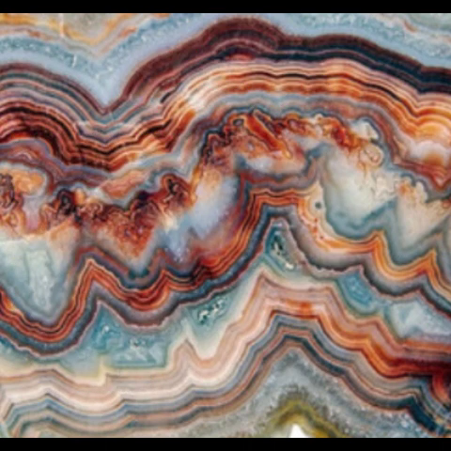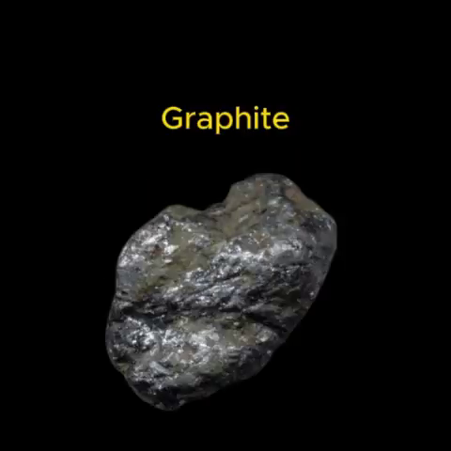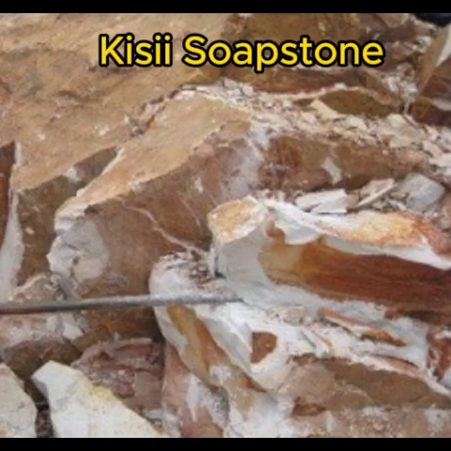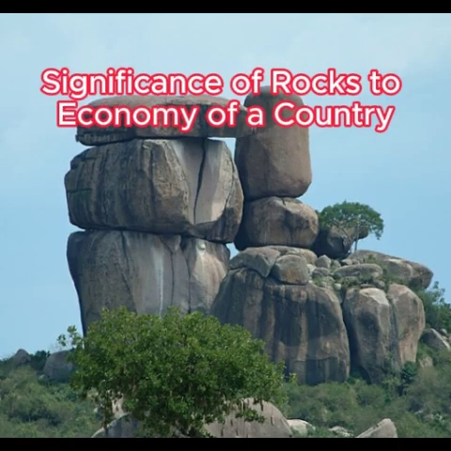Examples of metamorphic rocks include diamond, gneiss, graphite, hornblende, marble, quartzite, schist, slate, and soapstone. Here is a summary table of metamorphic rocks, showing the original rock and the resultant metamorphic rock. Finally, let's have a look at the significance of rocks to economy of a country.